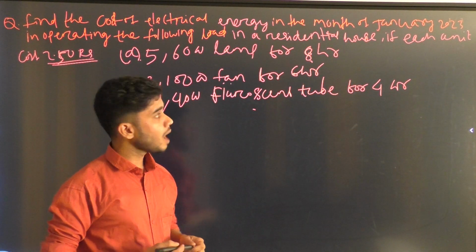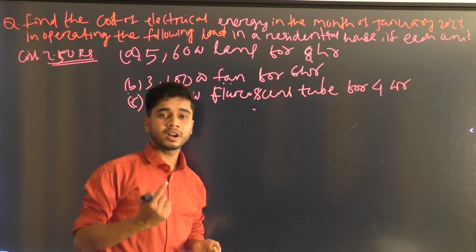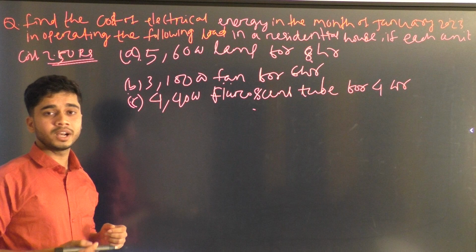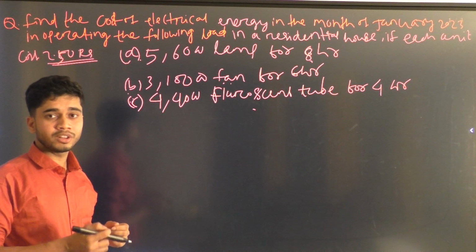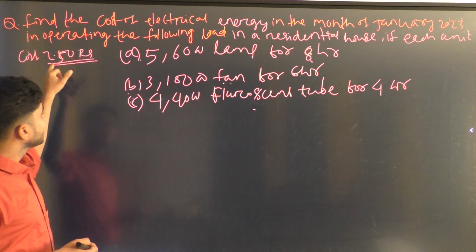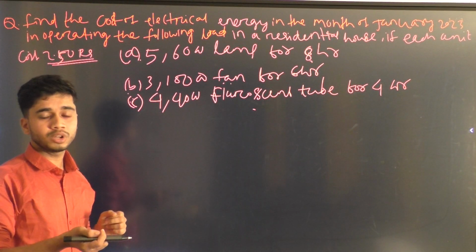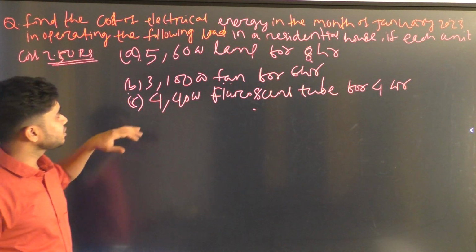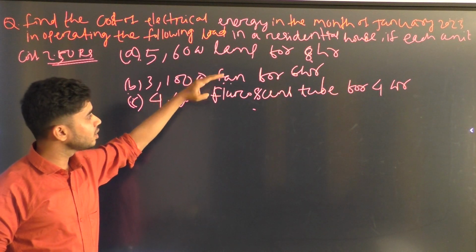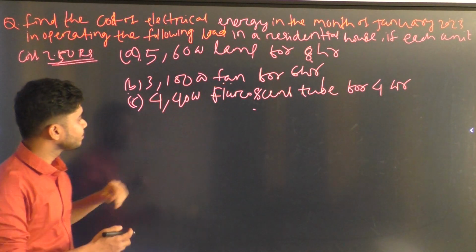We need to calculate, after the end of the month of January, what is the amount of electricity bill we have to pay. For each unit we have to pay a cost of 2.50 rupees. So first of all you need to calculate the total energy consumed by the house in 1 month. Then we can easily calculate the amount of rupees you have to pay to the electricity company. There are different types of load inside the house: lamp load, fan load and fluorescent tube. So let's start with the lamp load.